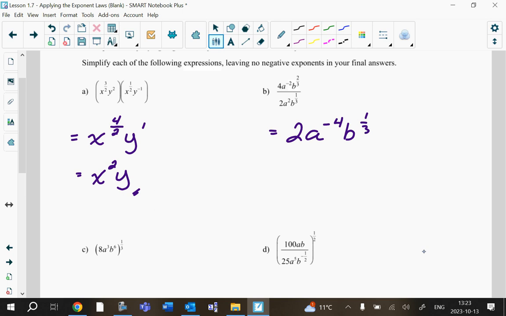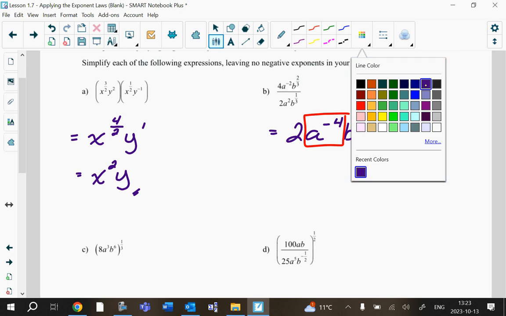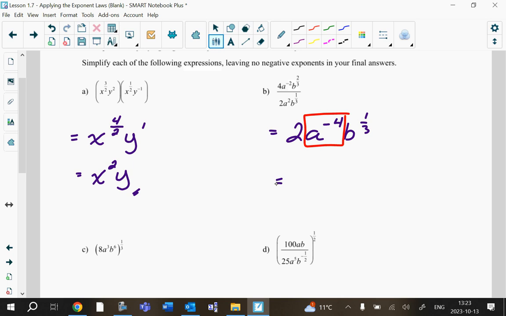Any powers with negative exponents, move them down and make them positive. So what does my final answer look like? A to the, remember it changes to positive when you move it. Yes, that's okay. Good.